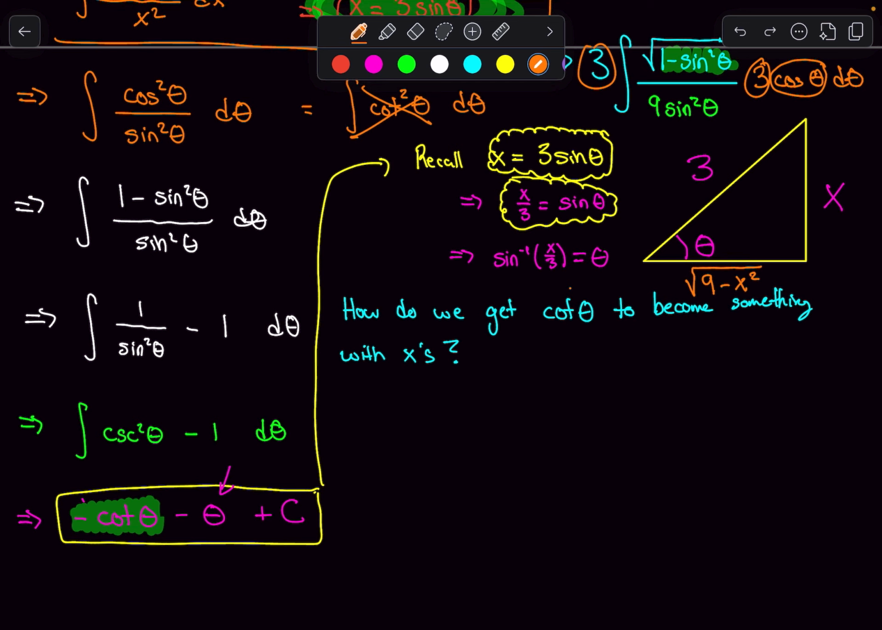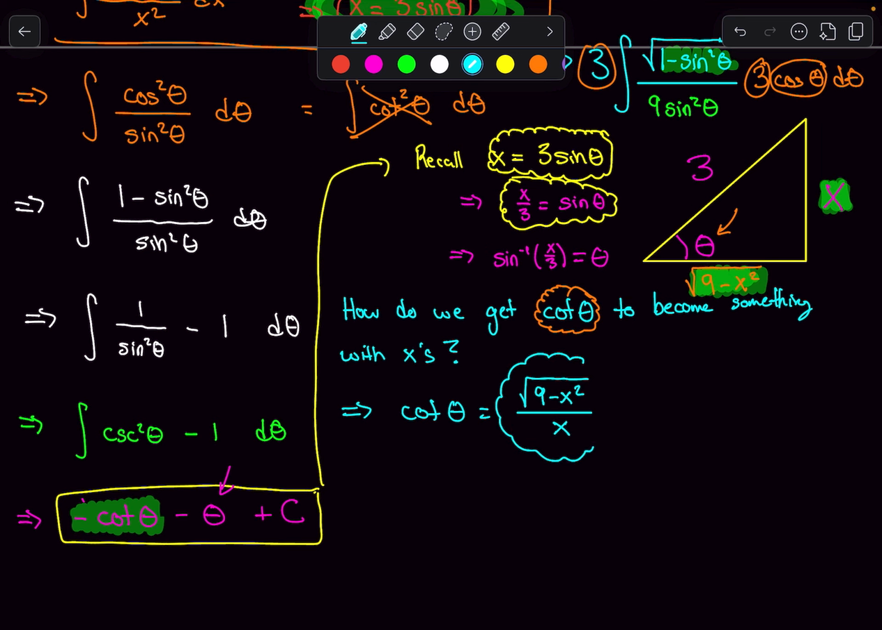Now, why is this useful? Because our goal is to get cotangent for the same exact angle, for this exact angle right here. And cotangent, well, if tangent would be opposite over adjacent, then cotangent is going to be adjacent over the opposite side. And so this is going to allow us to write that cotangent of theta is equal to the square root of 9 minus x squared divided by x. And this is how we finish getting back to x-land.